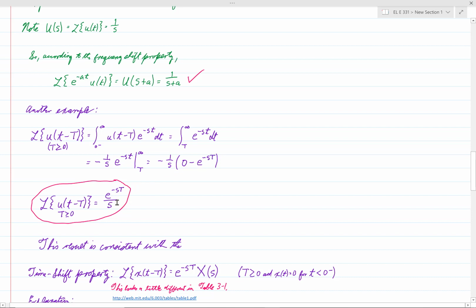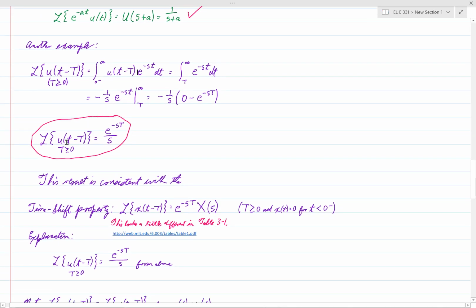And so we conclude then that the Laplace transform of u of little t minus capital T is equal to e to the minus sT over s. And again, that's assuming that capital T is greater than or equal to 0. Now once again, here is a 5th Laplace transform pair for us. And once again, this is still another result that could have been derived using one of our properties.